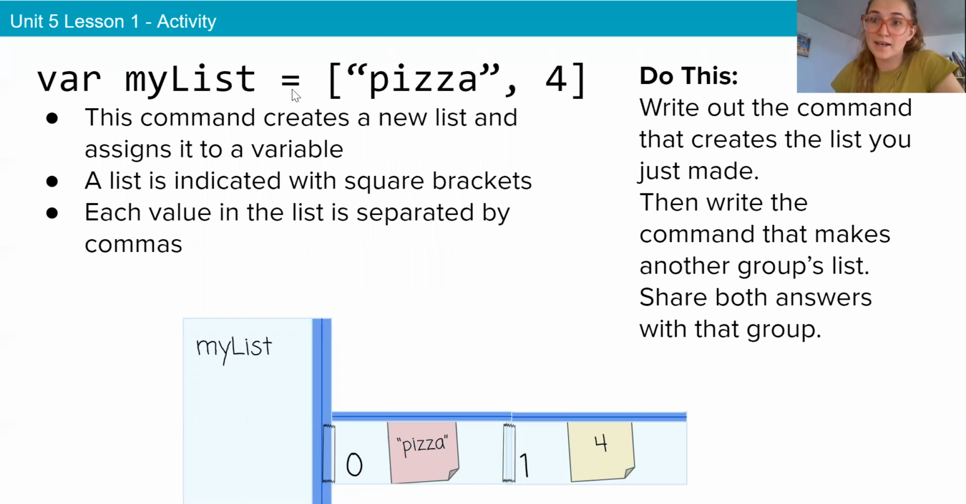The equal sign is the assignment: I'm assigning a value to my variable. The square brackets indicate that it is going to be a list. Each value in the list is separated by commas. We'll see that pizza is a string, so that's going to be in quotes. And then the 4 is a number, so it's not in quotations.